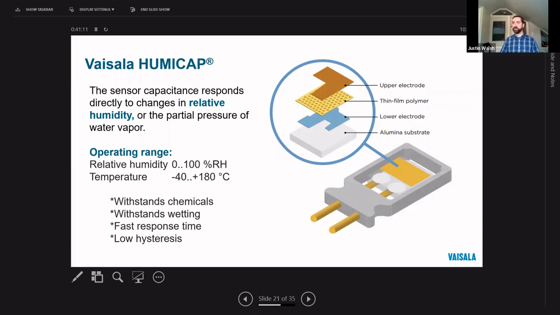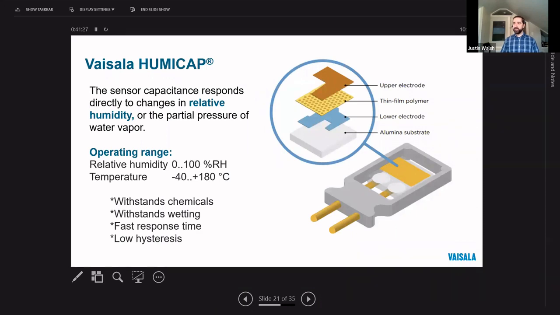Known as the Humicap, the Vaisala humidity sensor was able to measure the entire relative humidity range. It could get wet and recover quickly with high stability and fast response times. This technology allowed weather balloons to respond to rapidly changing atmospheric conditions, which provided better insight into the world's weather and improved our capability to make meteorological forecasts.